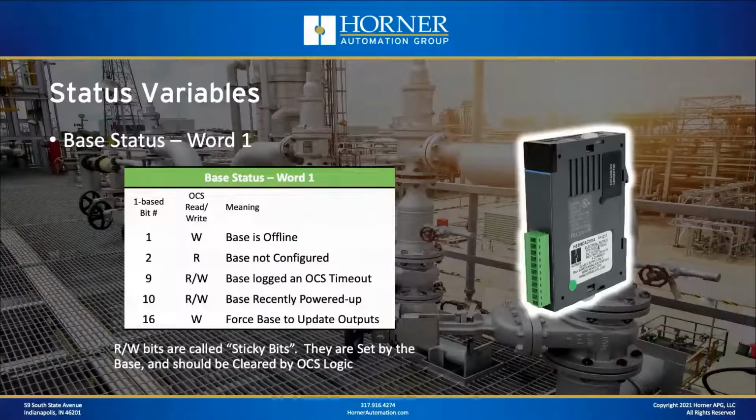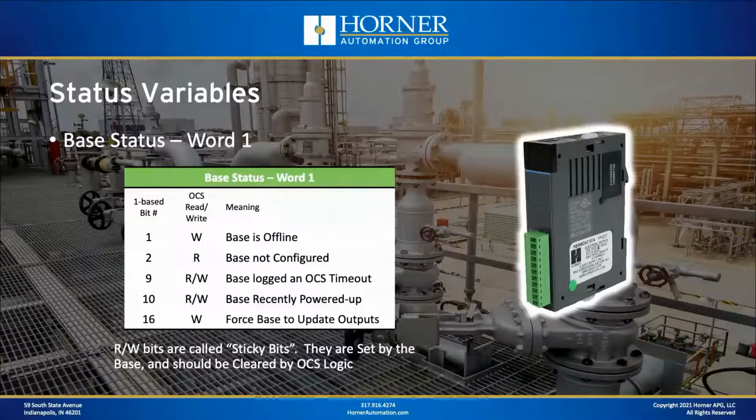Okay, next let's take a look at the status variables. So we just talked about LEDs that are available by looking at the front of the base or the module. Now we're going to take a look at the status information that we configured and mapped to a variable in a previous step, and what those bits within that status information actually mean. So that first word of status is status for the base.